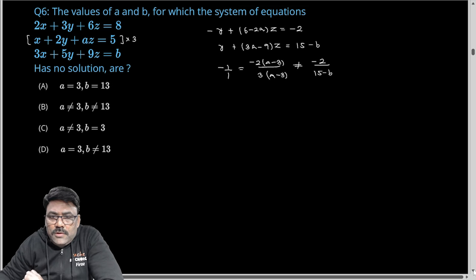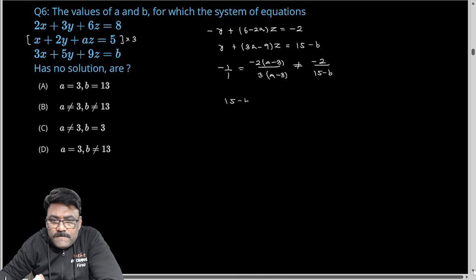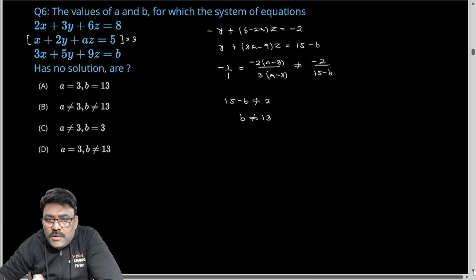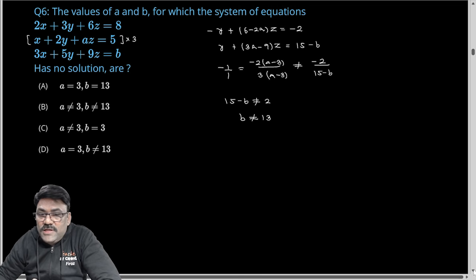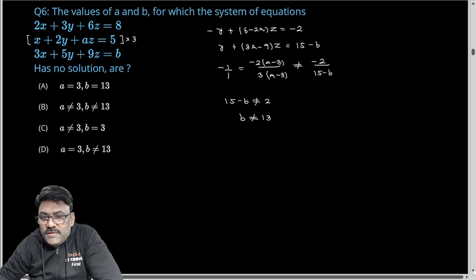Right. Now you can see that 15 minus B is not equal to 2 from first and last. 15 minus B is not equal to 2, so B is not equal to 13 for sure. And these two can be equal only when, see, if I cancel A minus 3 and A minus 3, then these two will not be equal, the first two. That means A minus 3 should not be cancelled.